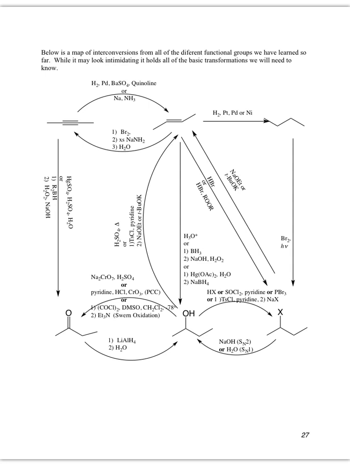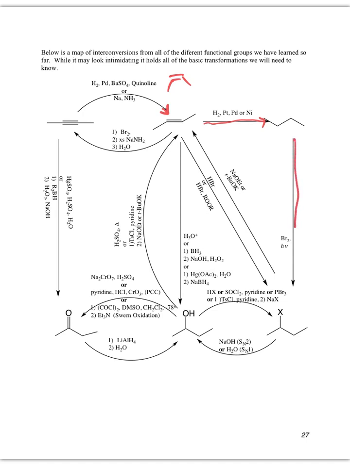So here's a map of a lot of the different reactions we can do. Starting with an internal triple bond, we could reduce it to a double bond. If we use hydrogen, palladium, barium sulfate, and quinoline, we get the cis alkene. If we use sodium and ammonia, we get the trans alkene. It just depends on which alkene we need. We can reduce the alkene to the alkane.